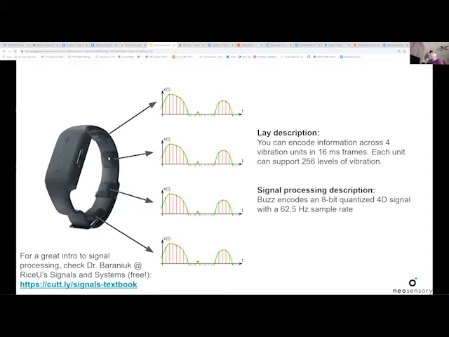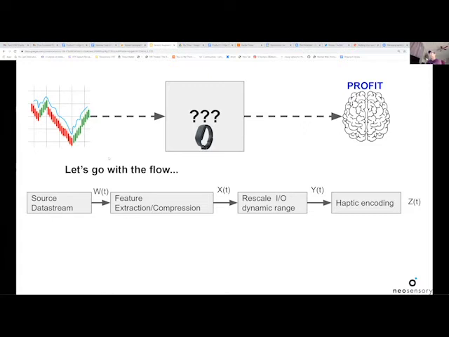Also, shout outs to Rich B and his Signals and Systems textbook. It's free online. Check it out if you want to get into this stuff.